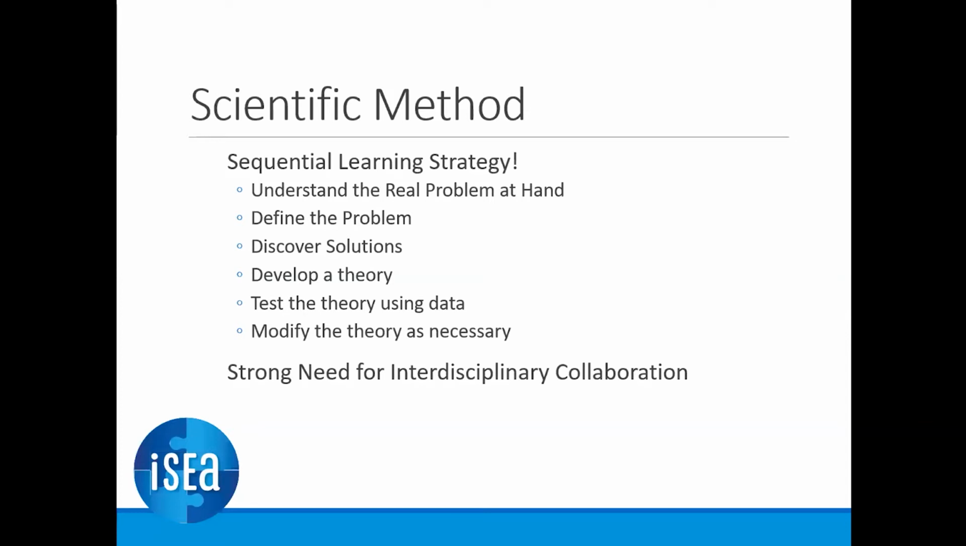You've got to provide some structure to it. You've got to explore and discover solutions. You develop a theory to explain why the solutions work. You test the theory using data, you modify, and you iterate. It's sequential learning. But it also requires proper analytics to support subject matter insights, hence the strong need for interdisciplinary collaboration.